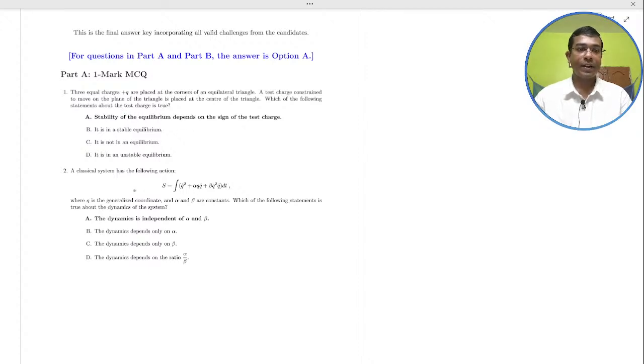The options are: stability of the equilibrium depends on the sign of the test charge; it is a stable equilibrium; it is not an equilibrium; it is an unstable equilibrium. Which option is correct? This is a single-answer type question, an MCQ, from electromagnetic theory.